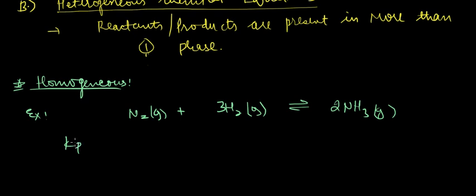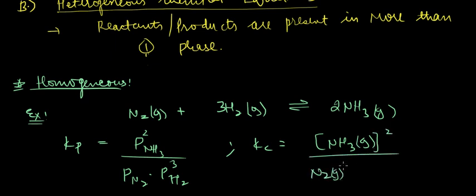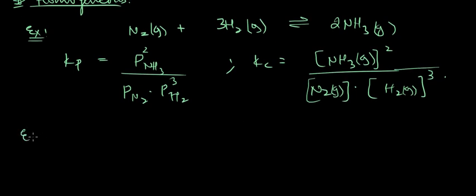So Kp in this case would be the partial pressure of NH3 squared divided by the partial pressure of N2 multiplied by the partial pressure of H2 cubed, and Kc would be the concentration of NH3(g) squared divided by the concentration of N2(g) multiplied by the concentration of H2(g) cubed.